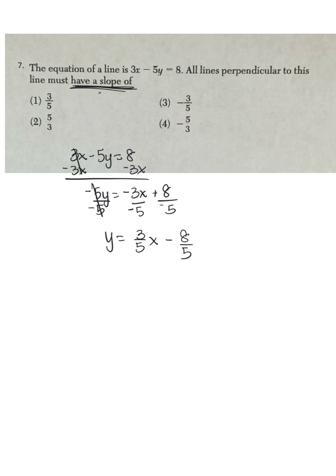They want the slope of a perpendicular line. So be careful not to choose choice 1, okay, because they want the slope of a perpendicular line. So the perpendicular line, right, remember the slopes are negative reciprocals. So there's your answer, choice 4.